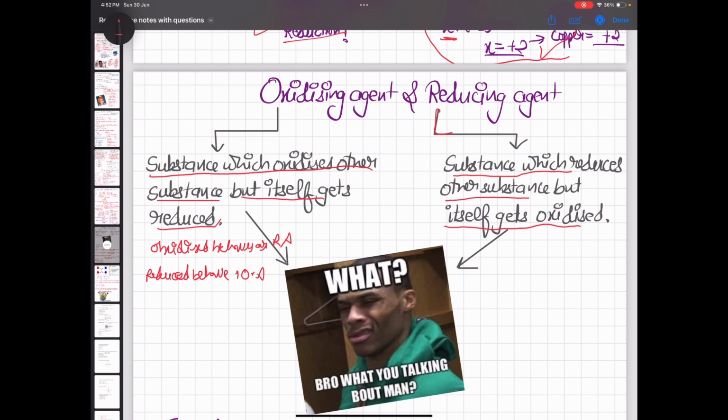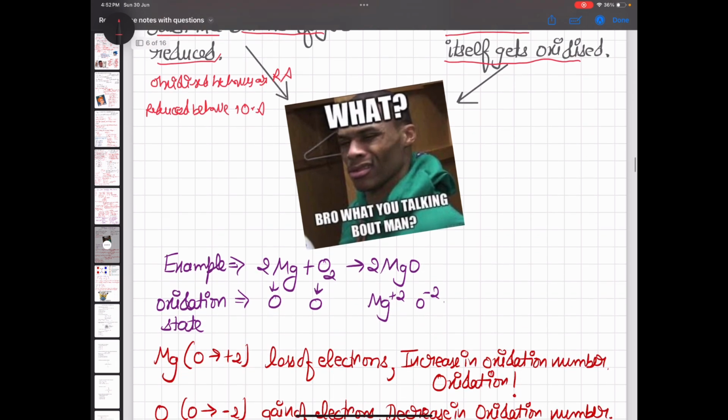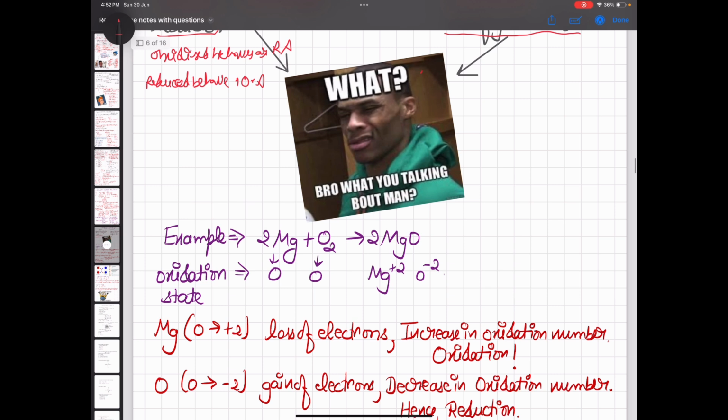Now, those who want to understand the concept and who are feeling a bit like this person, now I'll explain it conceptually in detail.